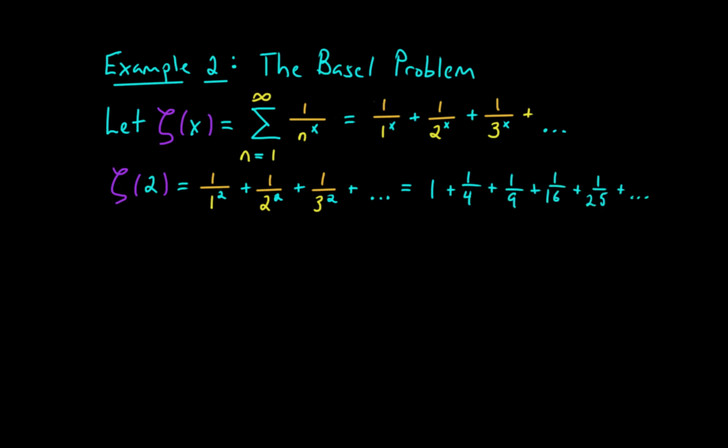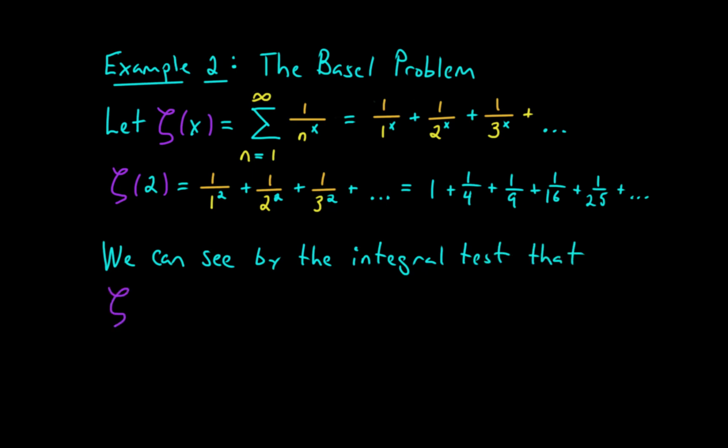Okay, so here's the Basel problem. We can see by the integral test that zeta of 2 converges, because if we take the integral from infinity to 1 of 1 over t squared dt, the convergence of this integral implies the convergence of the series.